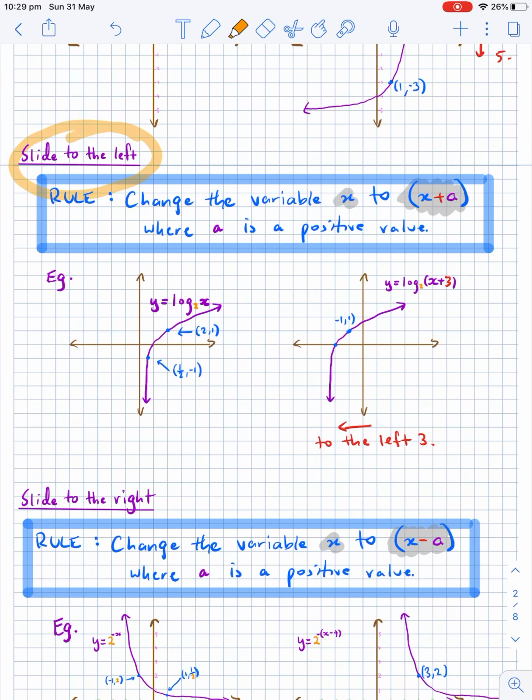Okay, next up, sliding to the left. So the rule is to change the variable x to x plus a.